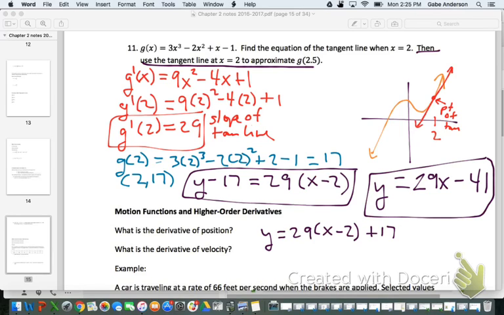What I'm trying to do here is build up to something that later on you're not going to be able to find g of 2.5, right? So I'm trying to go from very simple to complex instead of the other way around. So let's talk about what this is actually saying.